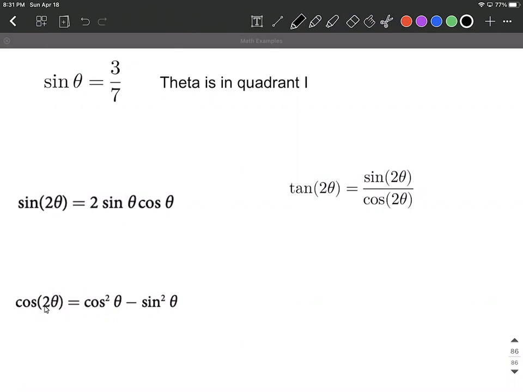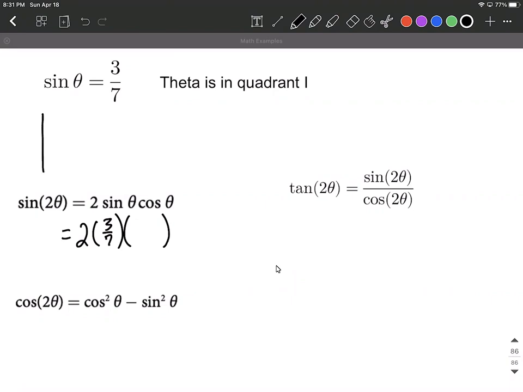Now, these two we're just going to use the formulas for. As far as tangent goes, I'm going to think about tangent as sine of 2 theta over cosine of 2 theta using that quotient identity, and I think that'll be the most helpful. So to get going on this, we could just plug in what we know already. We can say this is 2 times 3/7 can get plugged in there, but we don't know what cosine of theta is yet. So we're going to have to do a little bit of work to find that.